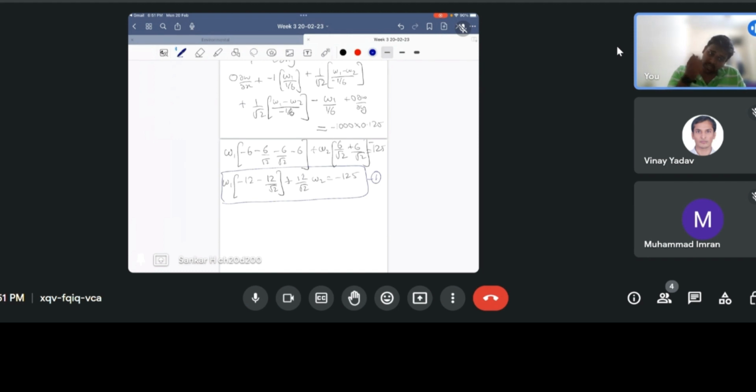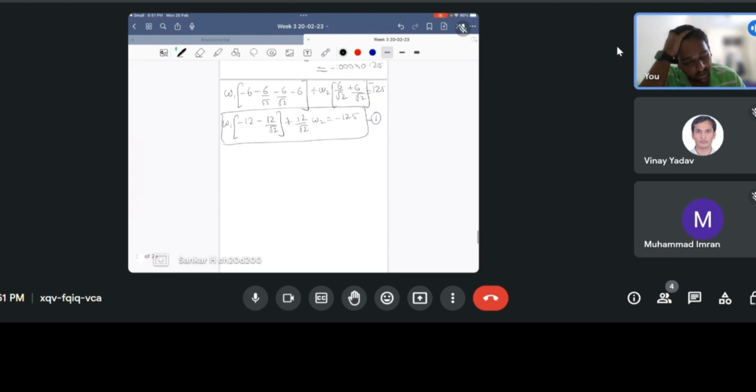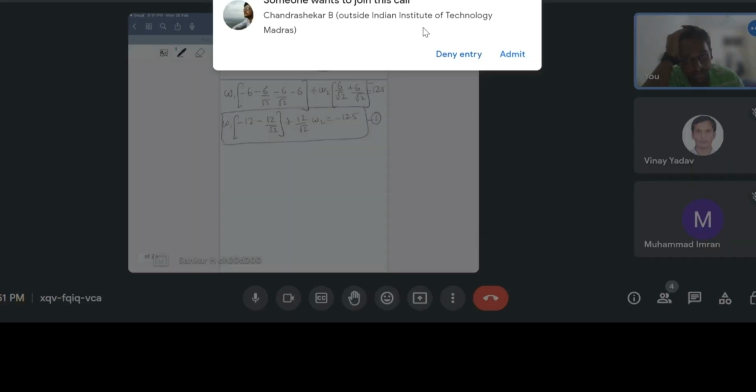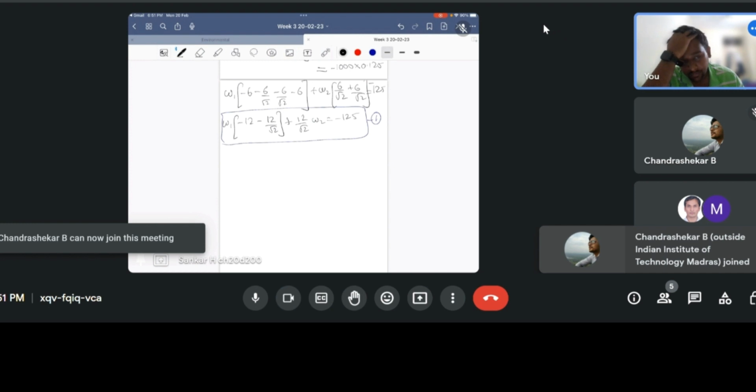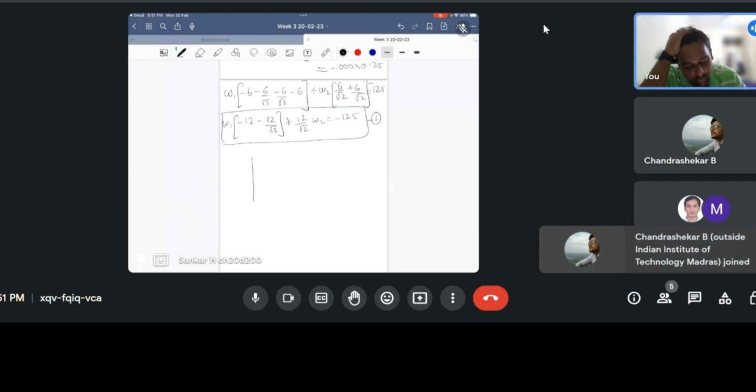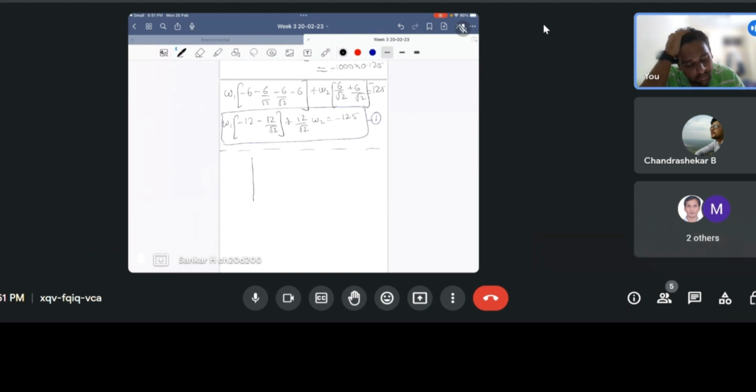Similarly, we have to derive equations 2, 3 and 4 from cells 2, 3 and 4. We'll continue to do that right now. So let us draw some dotted line over here.